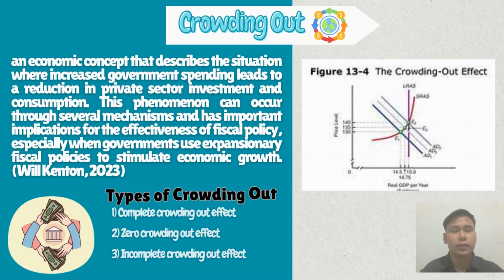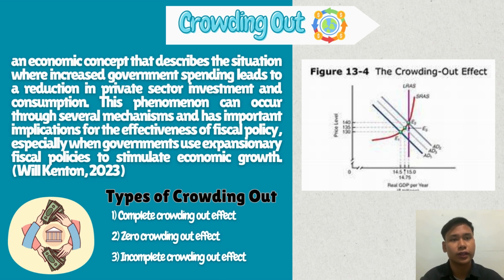Okay, now I'm going to explain about the crowding out effect curve. As we can see, the diagram shows how the crowding out effect happens. P1 and Y1 is the initial equilibrium level in the economy. Expansionary fiscal policy shifts the AD curve from AD1 to AD2. The level of output increases from Y1 to Y2. This shows zero crowding out effect.